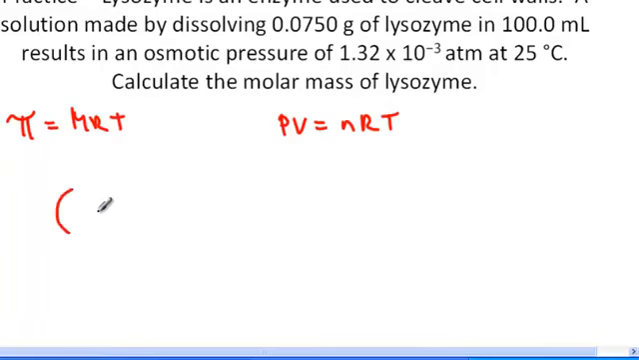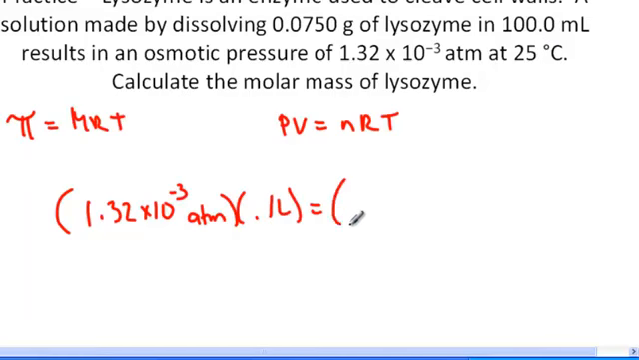Pressure: 1.32 times 10 to the negative third atmospheres. Volume must be in liters. 100 mL is 0.1 liter. And the number of moles is grams over molar mass, our target variable. That's the n, isn't it? Grams over formula weight. Well, that's what we want to find, the formula weight of the lysozyme.